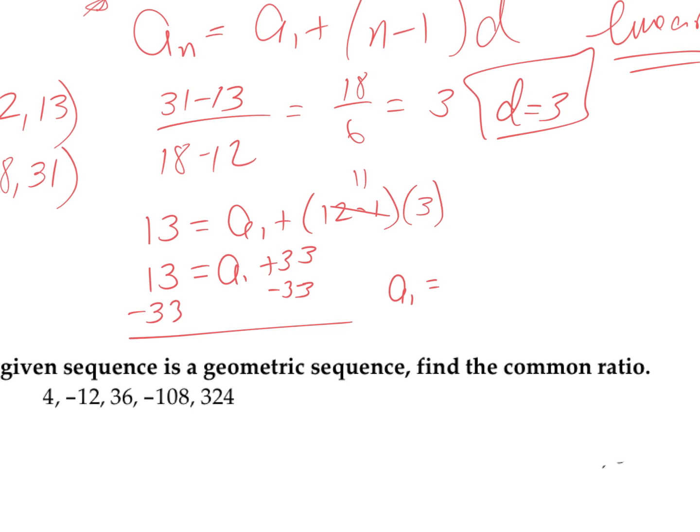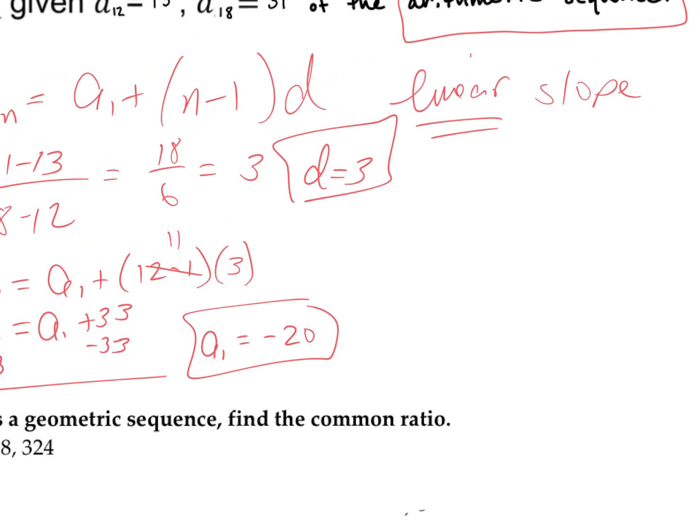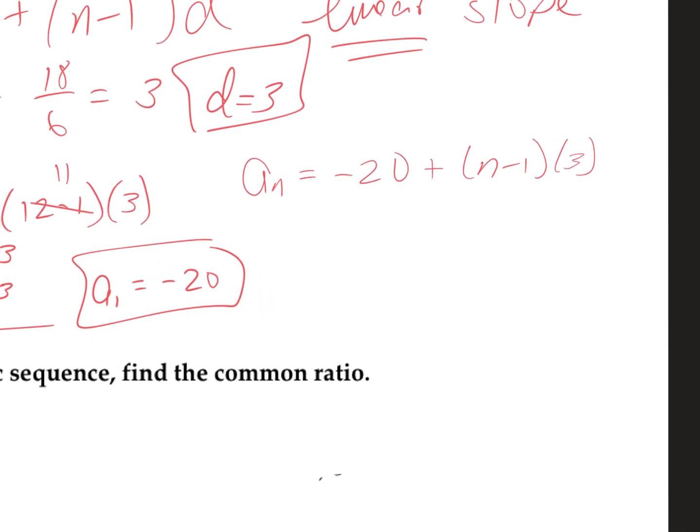What's my first term? Negative 20. Perfect. So to write the rule, do you have the two pieces of information you need? Yes. So my a sub n equals my first term, negative 20, plus n minus 1 times my common difference of 3. Guys, don't leave your answer like this. That is not how I want the rule written. I want it written in y equals mx plus b.